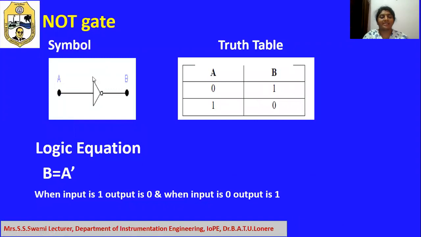NOT gate. This is the symbol for NOT gate. This is the truth table for NOT gate, and logic equation is B is equal to A transpose. When input is 1, output is 0. When input is 0, output is 1.